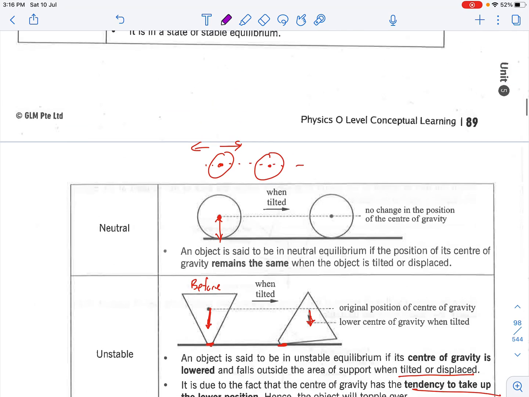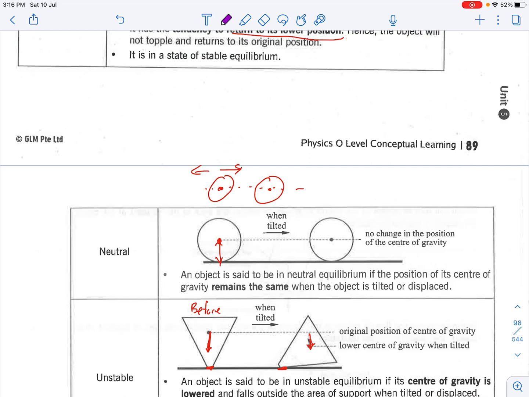Then let's look at neutral. For neutral positions, regardless of how the object moves, the center of gravity should still stay at the same level. For example, a ball. When you roll a ball to the left or right, you are changing the direction or orientation of the ball. However, the height of the center of gravity remains consistently the same. So that is what we meant by neutral, not stable.